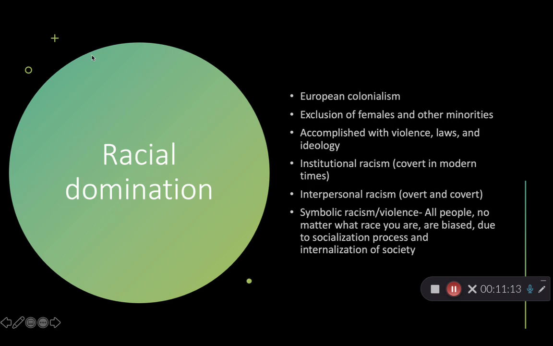Okay, interpersonal racism is like when you're interacting with other people, those forms of racism. And then symbolic racism or symbolic violence is all people, no matter what race you are, biased due to the socialization process and internalization of society and social values.